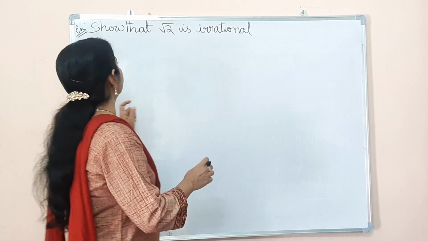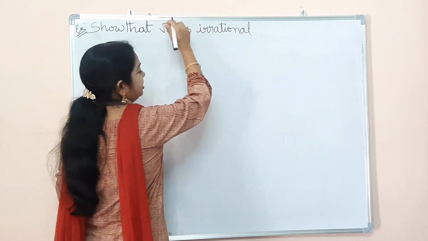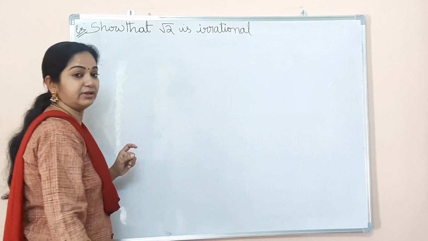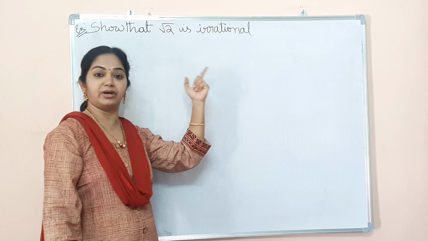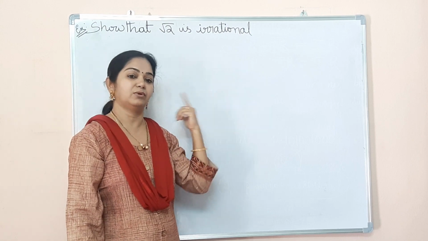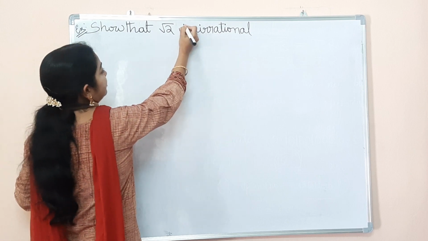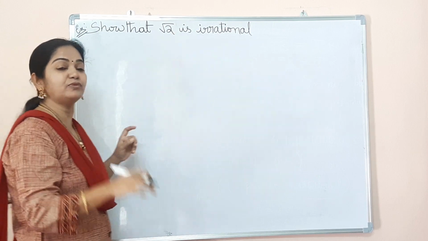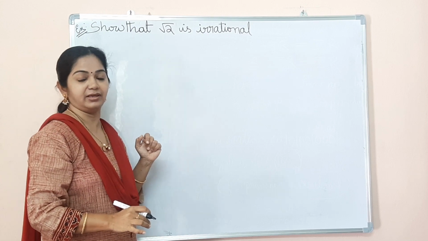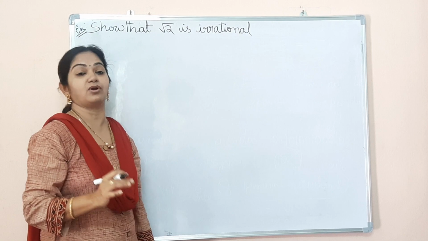Now show that root 2 is irrational. If you listen to this carefully, you can solve for root 3, root 5, root 8, root 15, whatever is given in the exam. For this we know that root 2 is irrational, but we have to prove its irrationality. For this, we'll go by the method of contradiction.